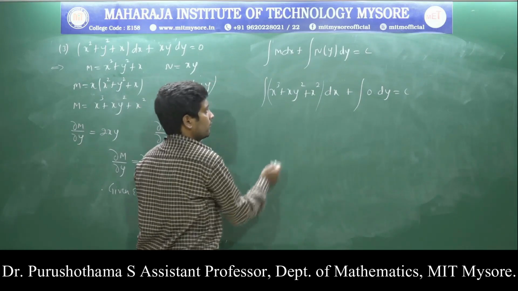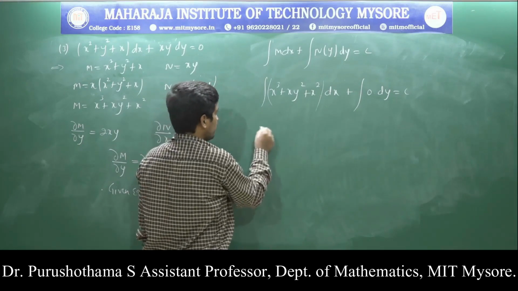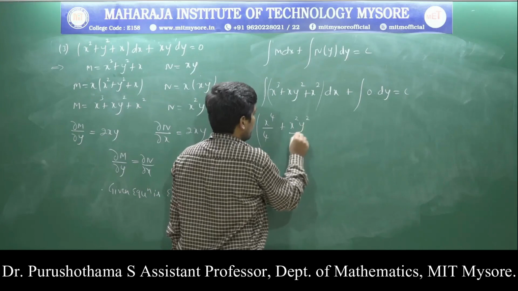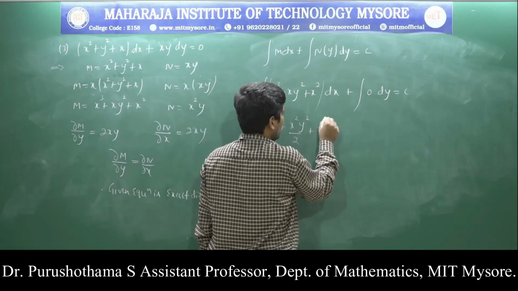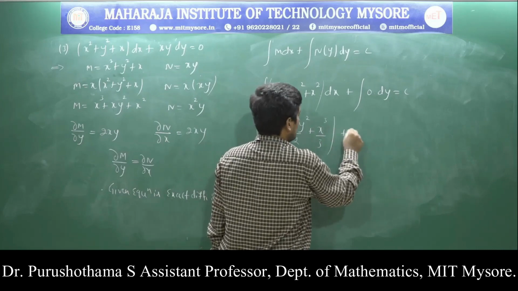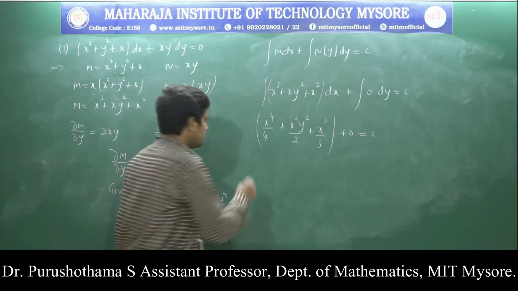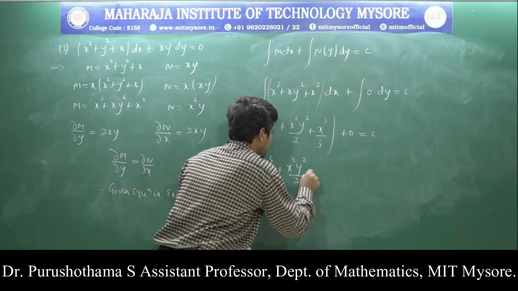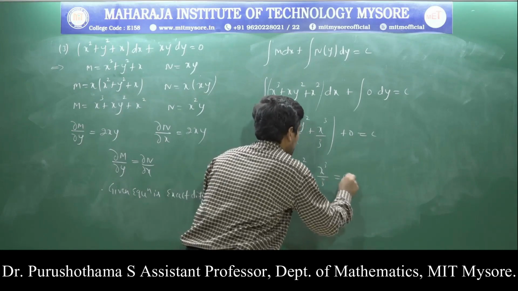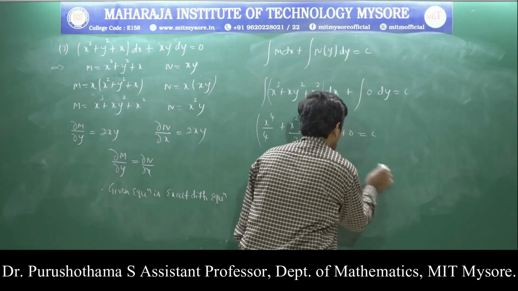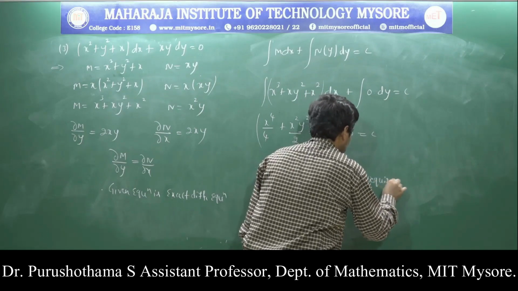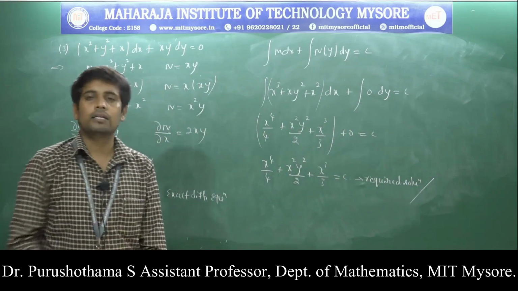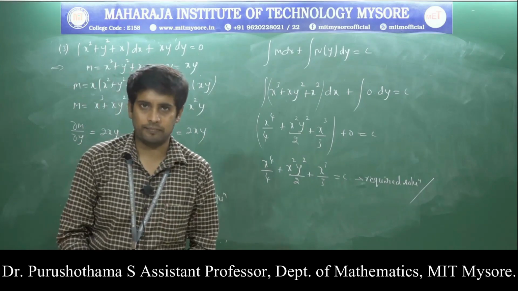Now integrate the first term with respect to x: x⁴/4 plus x²y²/2 plus x³/3 plus 0 equals c. That is, x⁴/4 + x²y²/2 + x³/3 = c. This is the required solution of the given differential equation. Okay, thank you.